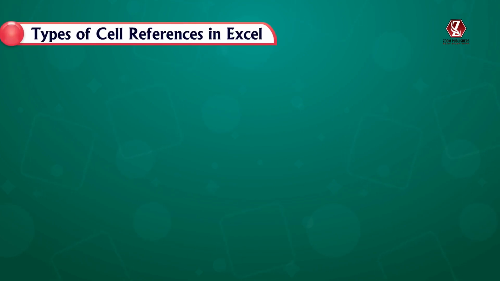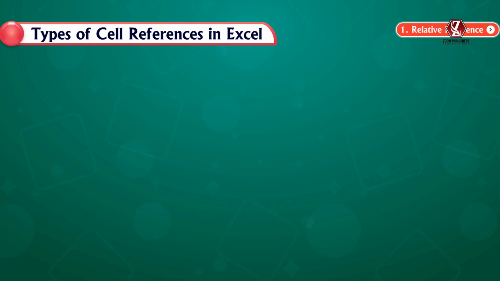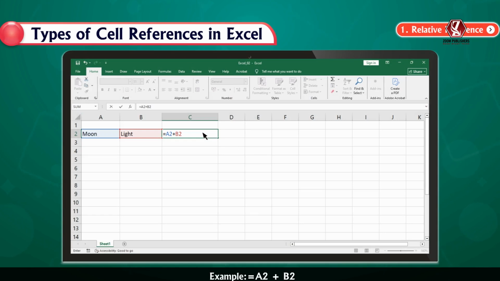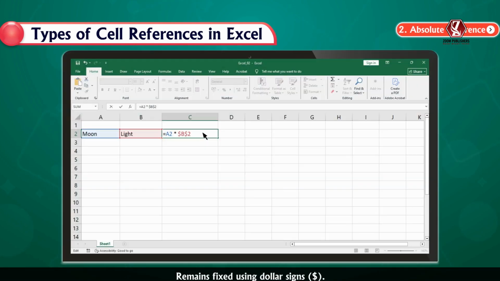Types of cell references in Excel. When using formulas, Excel allows 3 types of cell references. 1. Relative reference. Changes automatically when copied. Example, =A2+B2. Copy it to C3, it becomes =A3+B3. 2. Absolute reference. Remains fixed using dollar signs. =A2*$B$2. Even when copied, $B$2 stays the same.